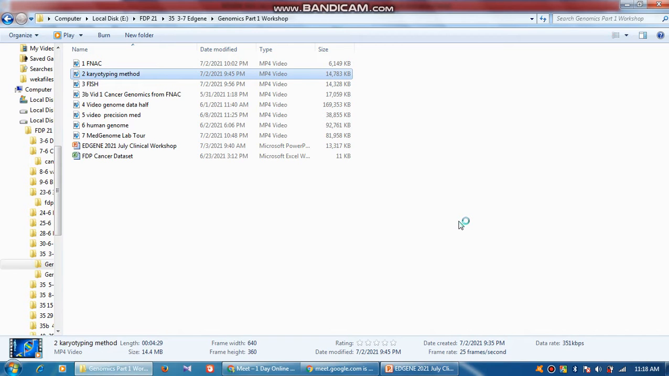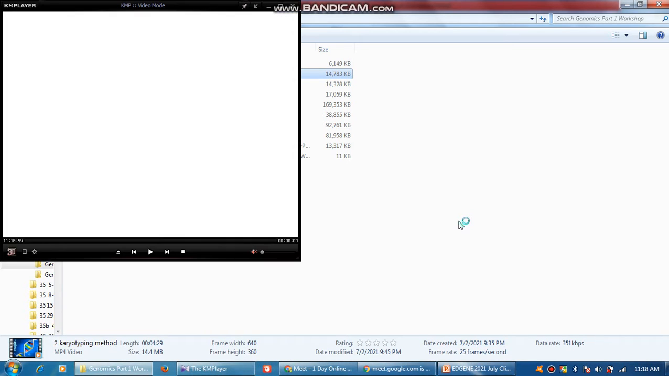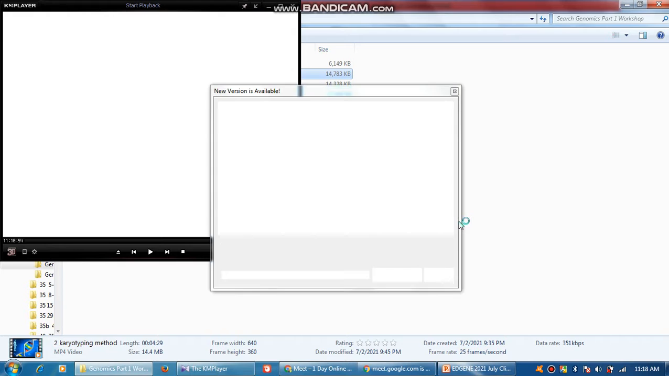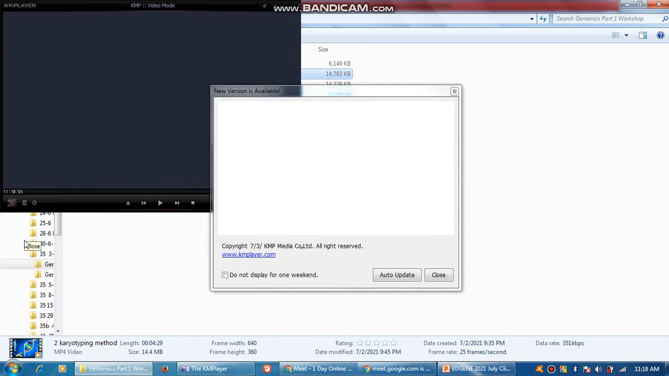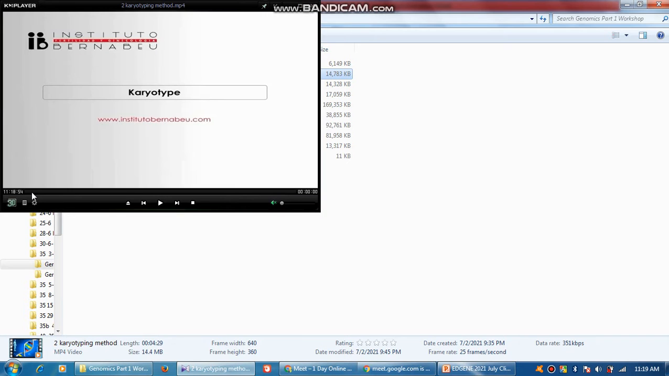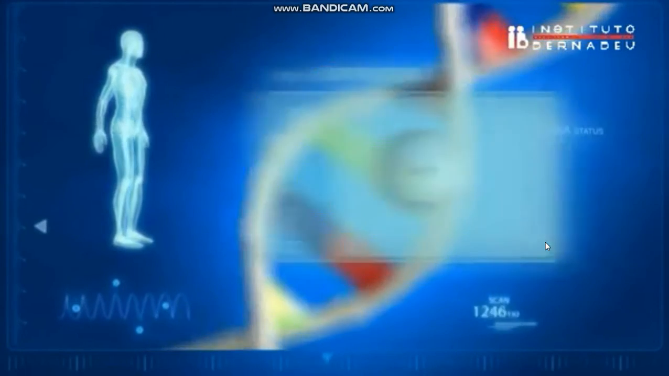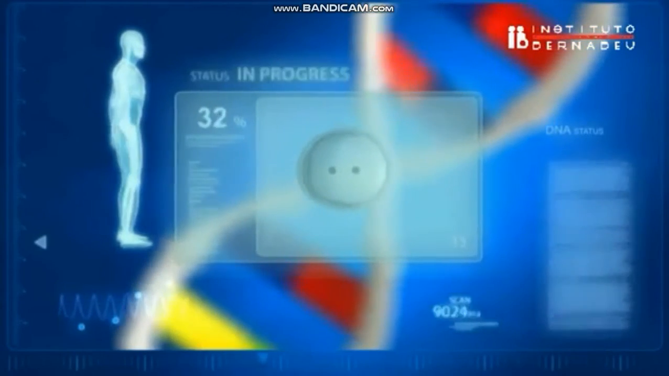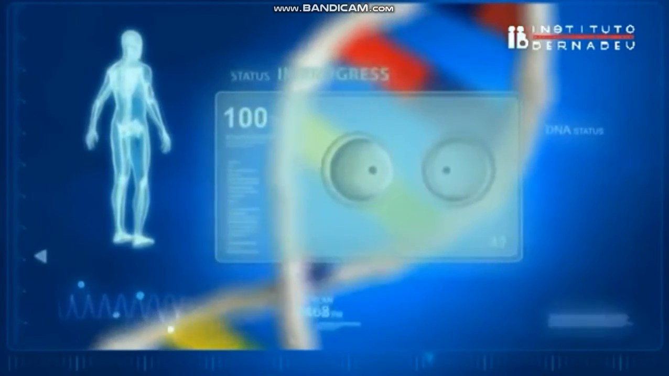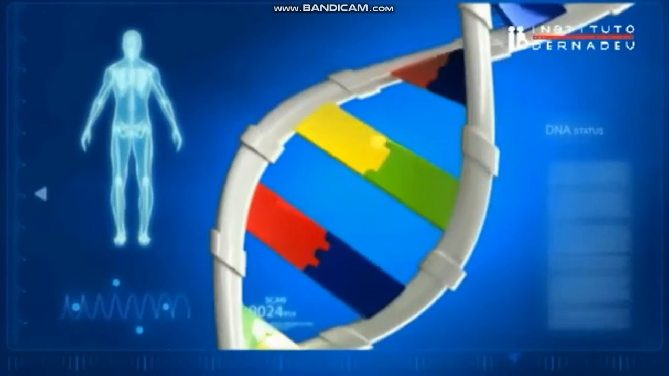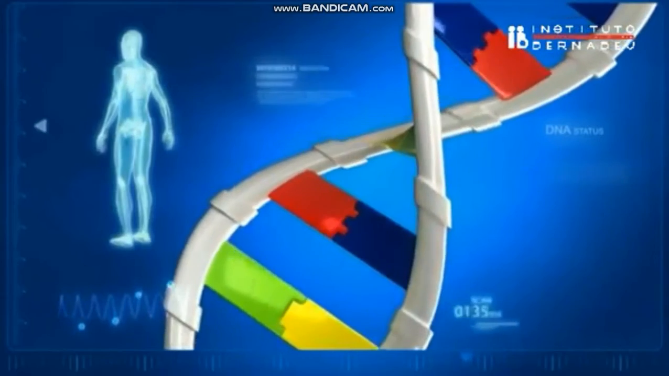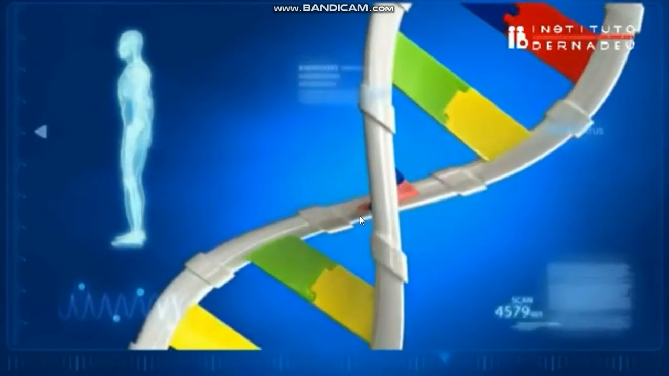You'll see what exactly happens during karyotyping. Most of you are already aware of it, but we'll still go over it a little. This particular video has been provided by an Italian lab. This is the process of cell division that usually takes place. These are the DNA strands, as you can see here.